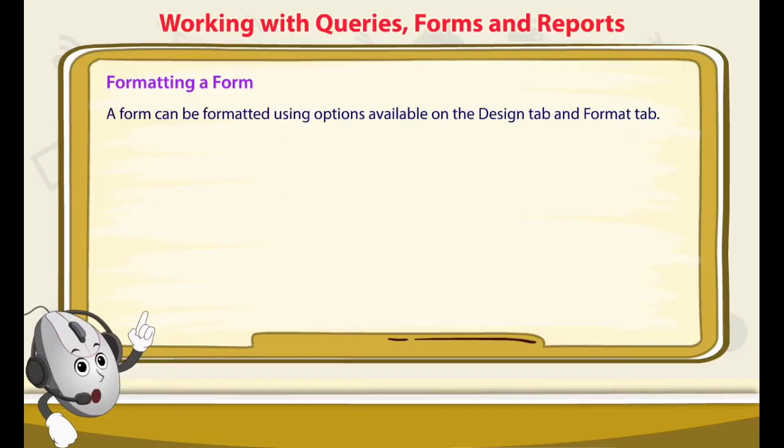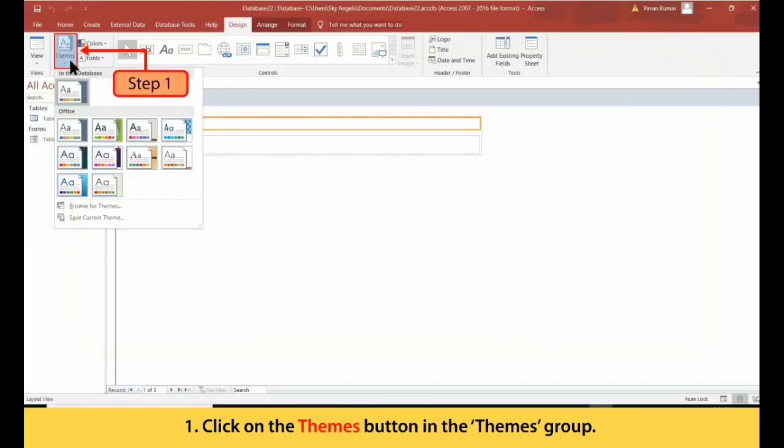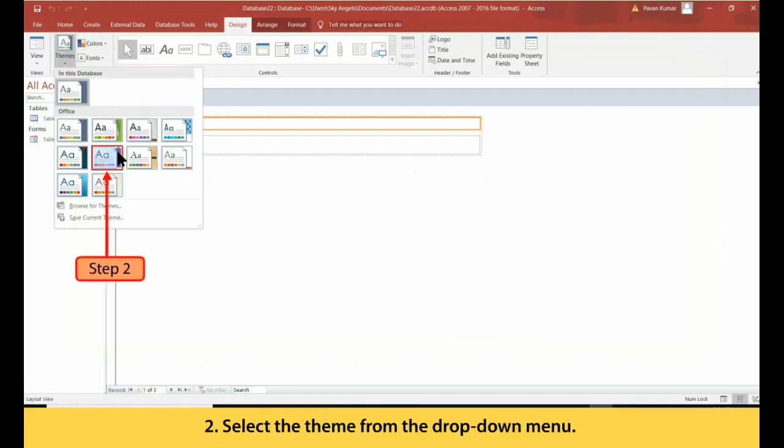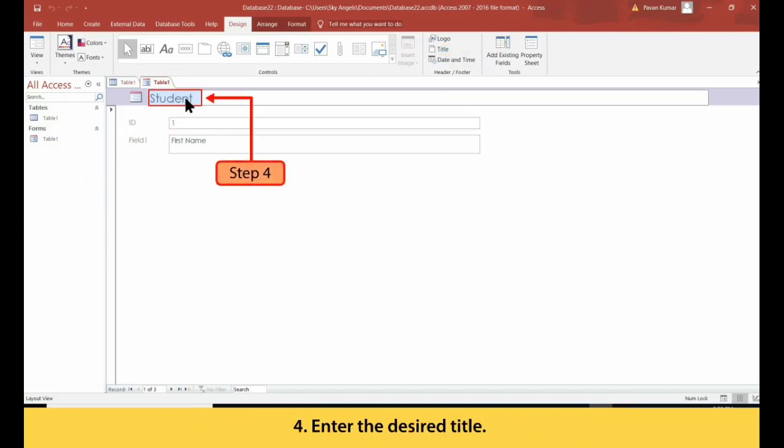Formatting a form. A form can be formatted using options available on the Design tab and Format tab. Follow these steps to format a form using the Design tab. 1. Click on the Themes button in the Themes group. 2. Select the theme from the drop-down menu. 3. Click on the title in the Header/Footer group. 4. Enter the desired title.